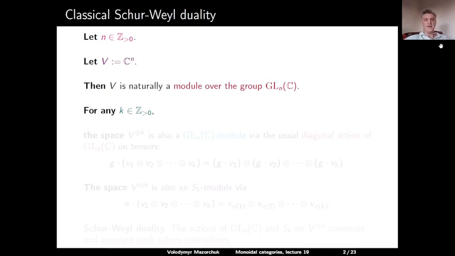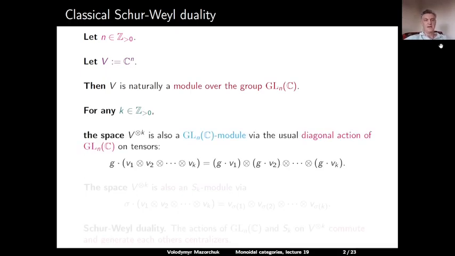Therefore, for any positive integer k, the k-th tensor power of V is also a module over the same group, via the usual diagonal action of the group on tensors. So if we have an element g in our group, and we apply it to the tensor product of v1, v2, and so on, vk, this is defined as the tensor product of g applied to v1, tensor g applied to v2, and so on. This is the usual Hopf algebra structure on the group algebra of this group.